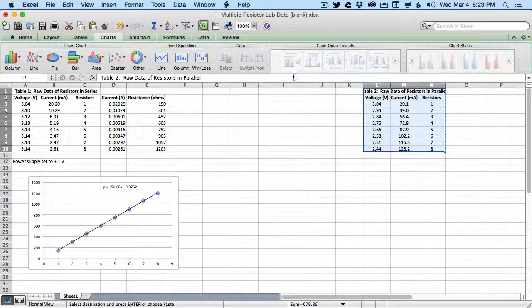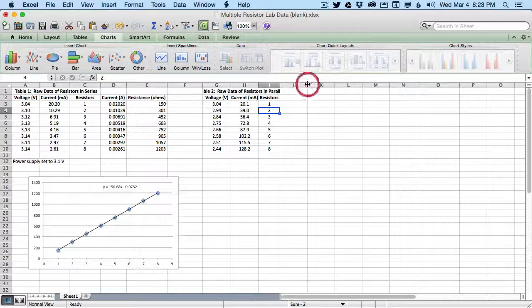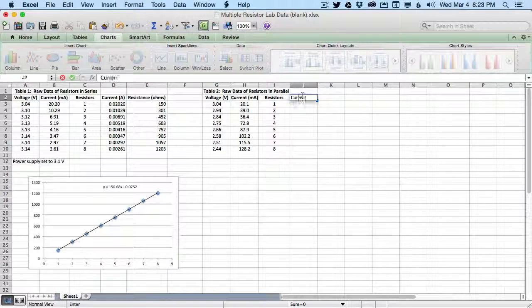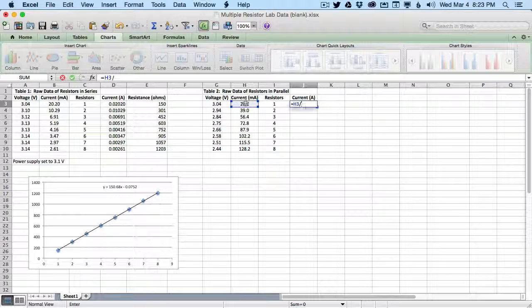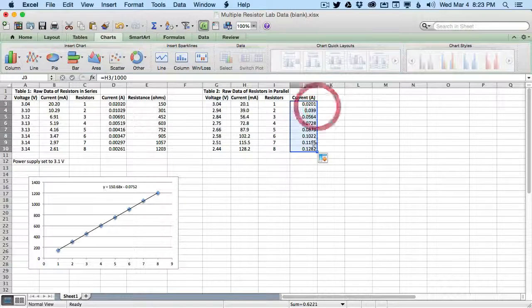Now, for the parallel circuit, it's much the same thing, and we're going to find the current, just like I did before. This is all processed data. Current in amps is that divided by 1,000. And we'll just drag this down. If you double click, it'll figure out where to go. And that all looks pretty good.